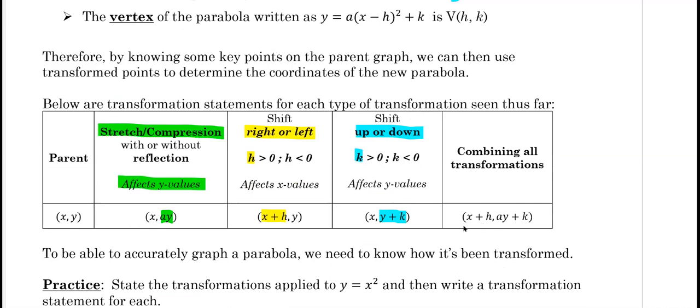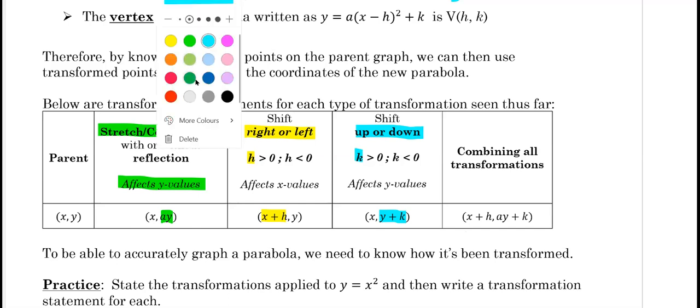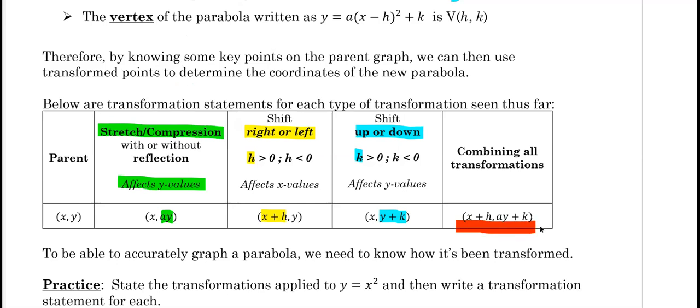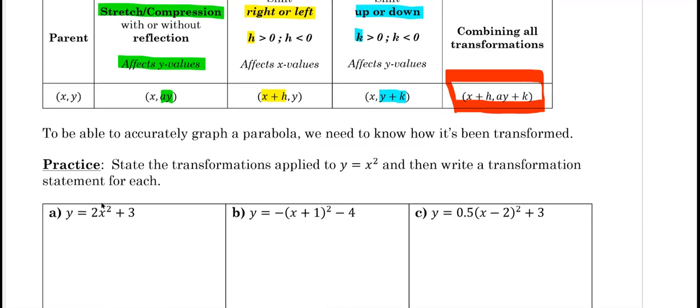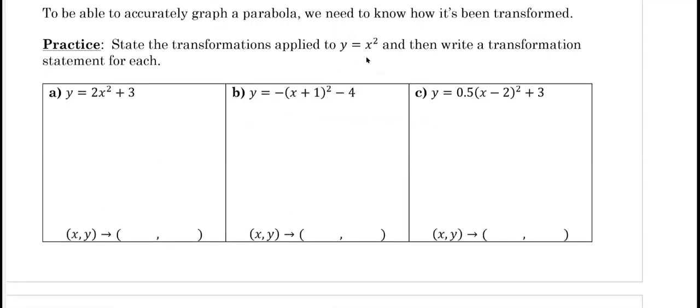So when you combine them all, this is the notation that you're looking at right here. Just pick an appropriate color, there we go. This one right in here is the format you're going to be looking at in terms of using something called a transformation statement. All right, so that's a transformation statement. Some of these values, h and k, could be 0. I'm not going to have an a value of 0 because I would not have a quadratic relation at all. So stating the transformations essentially relies on you identifying what the a, h, and k values are.